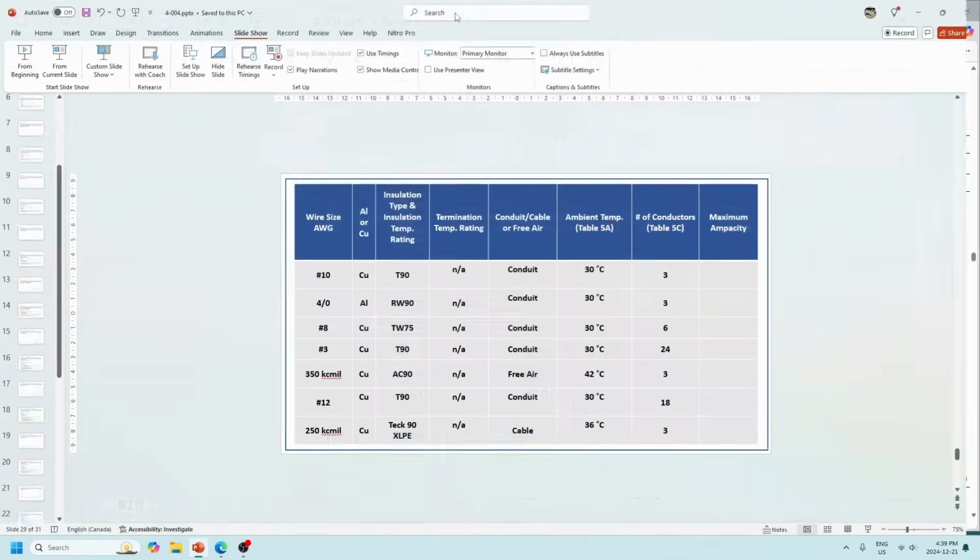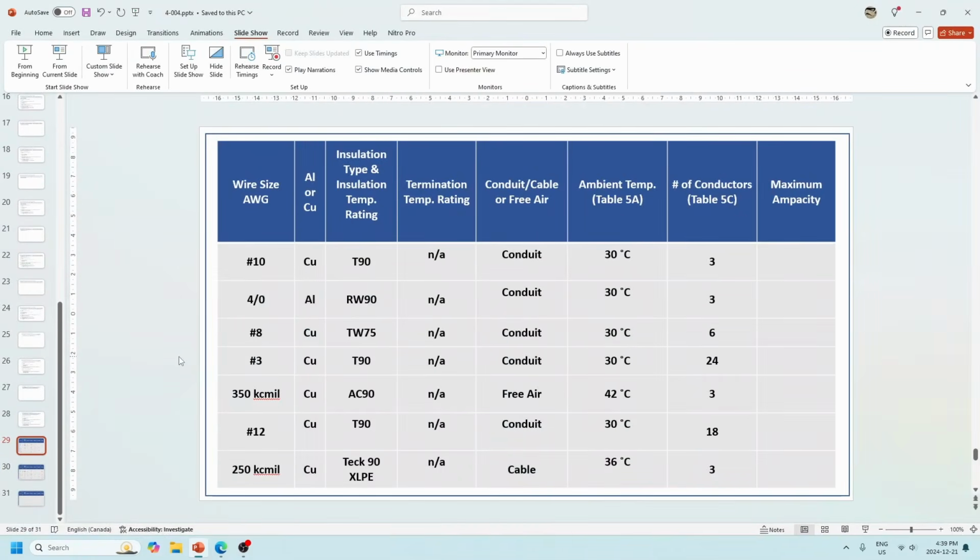So let me bring this guy up. Make it a little bit bigger. So you can pause the video here. And instead of being those word examples, right now we've got the wire size, whether it's aluminum or copper, the insulation type and rating, whether it's conduit, free air, or cable, ambient air temperature, and then the maximum number of conductors that are in the cable or the conduit there. And then over here, you're going to find your maximum ampacity. So stop the video here, write these values down, and then see if you can find each of these guys.